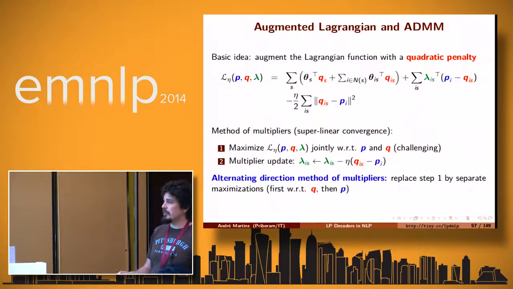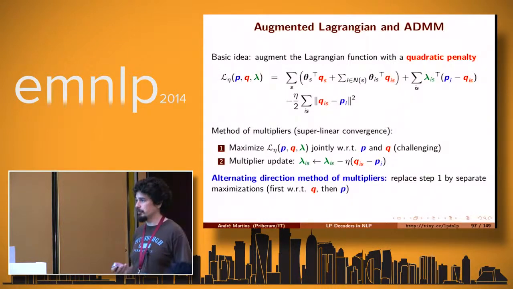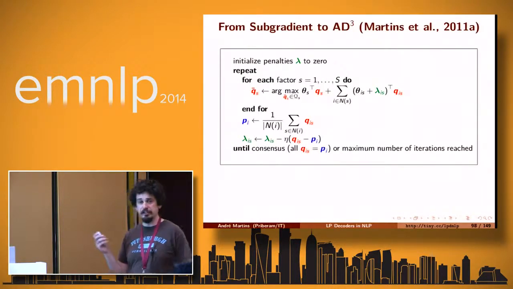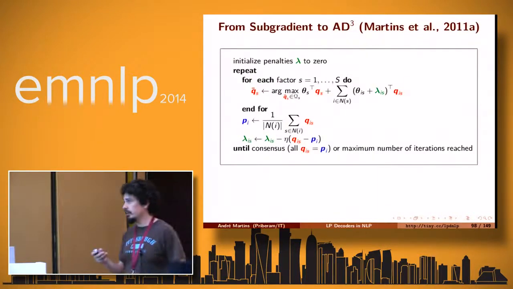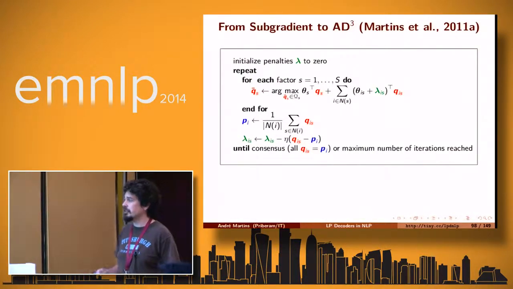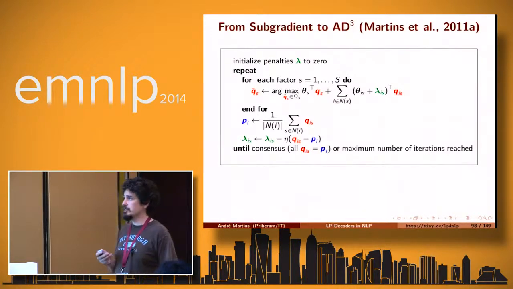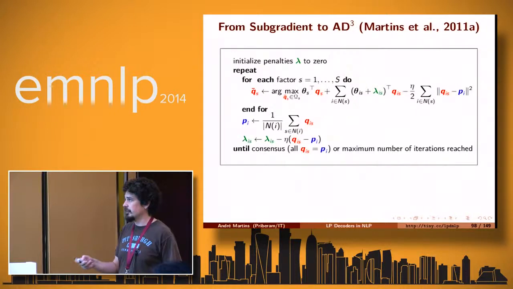So what ADMM does is to replace the first step by a separate maximization, first with respect to Q and second with respect to P. And by doing that, we get a very modular algorithm, as we're going to see. It's actually very similar to the subgradient algorithm that I've shown before. This is the original subgradient algorithm, as I've shown, and the only thing that we need to do to turn it into AD cubed is to add this quadratic term in these subproblems. Okay? So now, instead of maximizing a linear function, we need to maximize a quadratic function. Now everything else is the same.